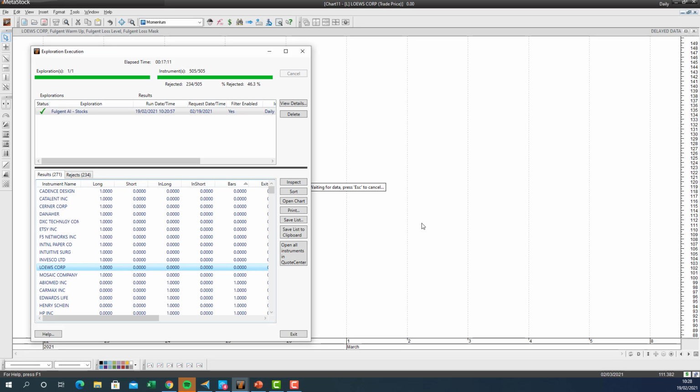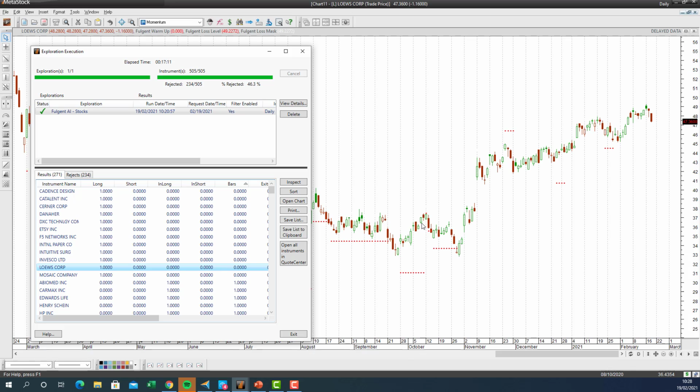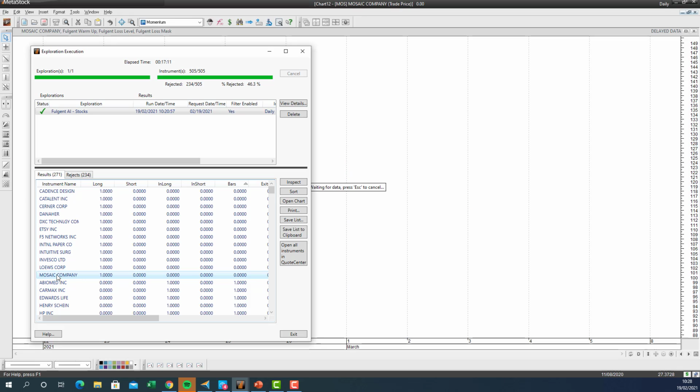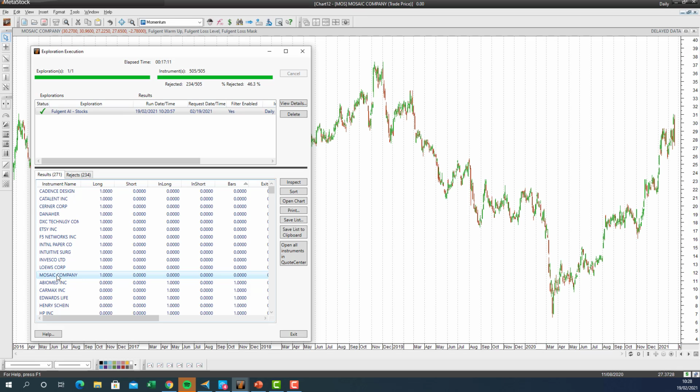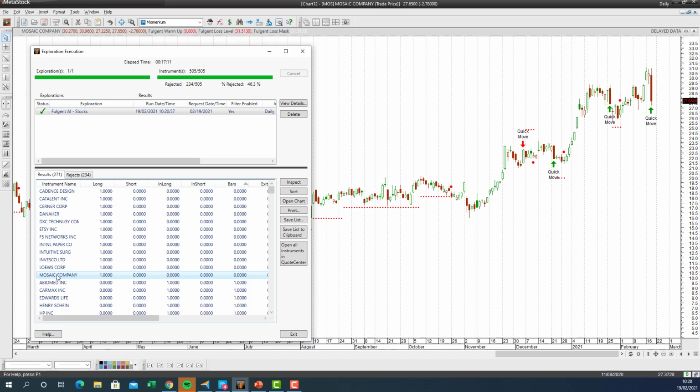Lowe's Corp. There we go. Also a volatility breakout back in October, huge move, got you out there, quick move, volatility breakout, so another fantastic one. And Mosaic Company. So you can see quick move, yeah, big. So we'll see how this acts today. Might get a quick move to the upside in Mosaic.